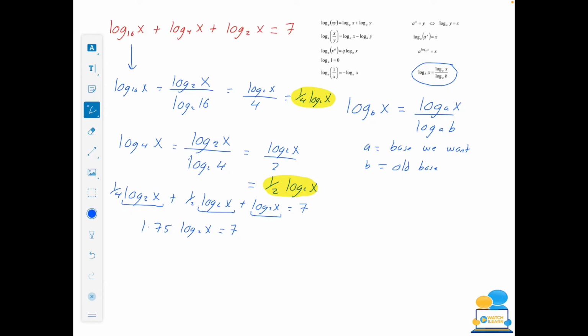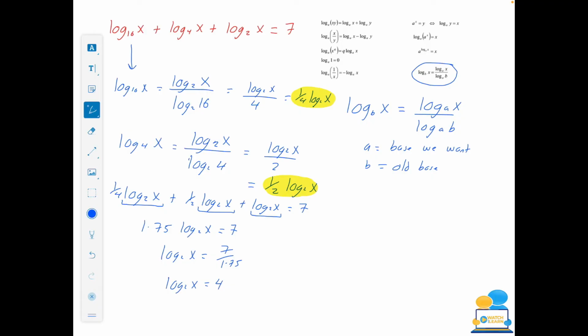Now be careful, why could I do that? I could only do that because they're all the same. So I have a quarter of it, I have a half of it, and I have 1 of it. So in total, how much do I have? Now here, I like my log on its own, so log to base 2 of x is 7 divided by 1.75. So log to base 2 of x is equal to 4.